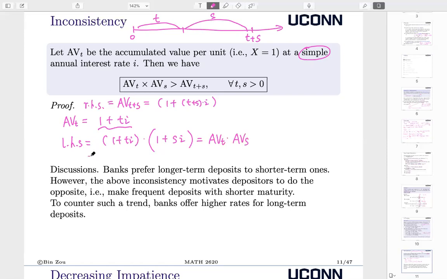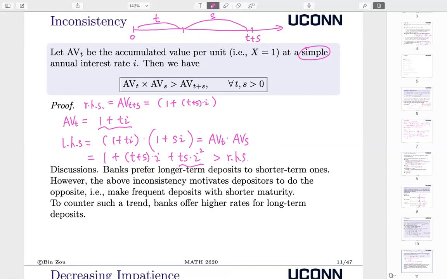Let's distribute, or let's break this modification. We will be getting 1 plus T plus S times I, and we have one more term that is TS times I squared. So it's very easy to see the left-hand side has one extra term, which is always positive. So we know this is always greater than the right-hand side, which means the second strategy, the strategy given by the left-hand side, is better, right?